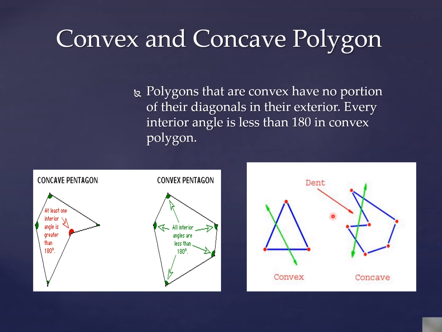And about the diagonal thing also, you can see that when you draw this line, it lies outside the figure. And you will always see this kind of a dent in a concave polygon. So you can identify it using this kind of a dent also.